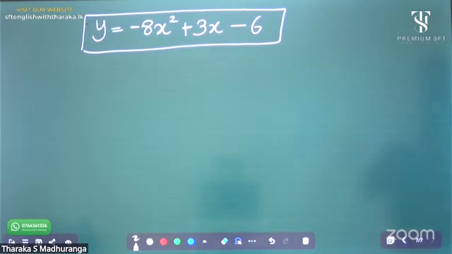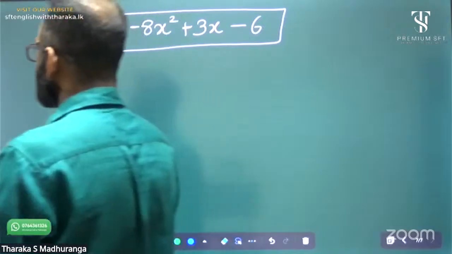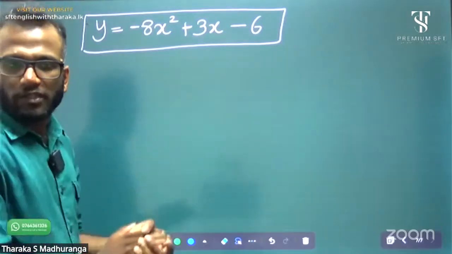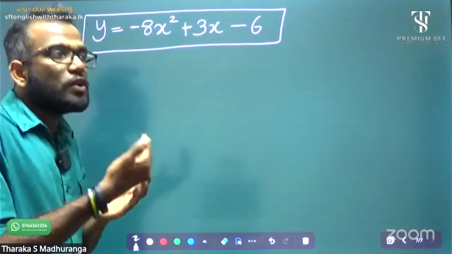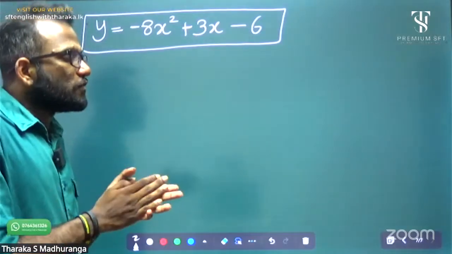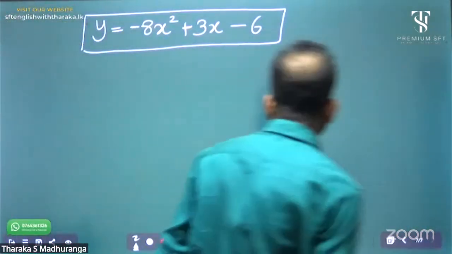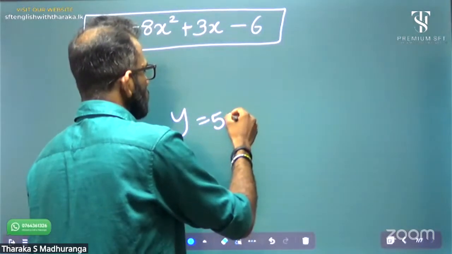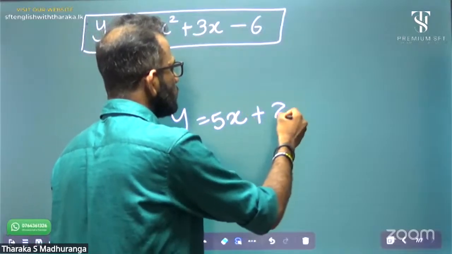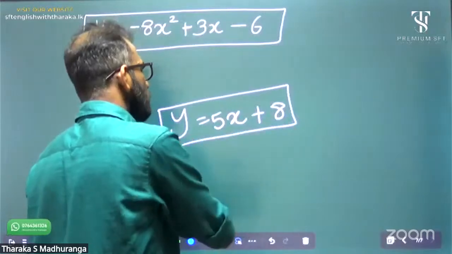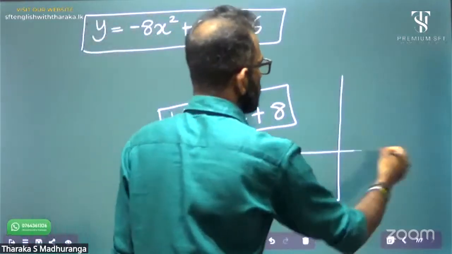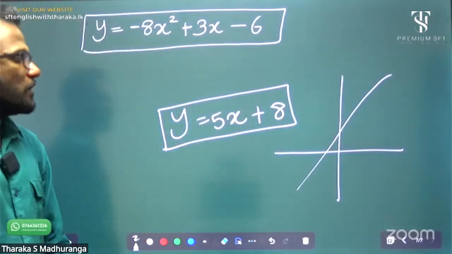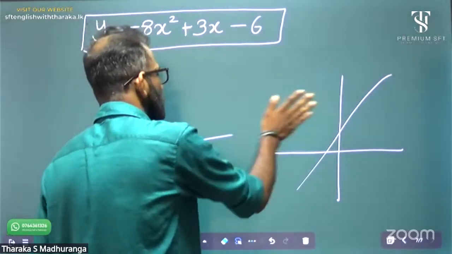If they give this type of quadratic function equation, we can sketch the graph of the quadratic function, same as our linear functions. In linear functions, if they give an equation like y equals 5x plus 8, we can sketch this, right? Last week I already explained. Same way, in quadratic functions also we can sketch. That's our final target.